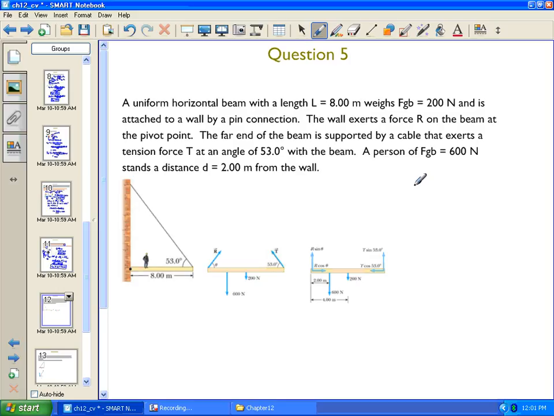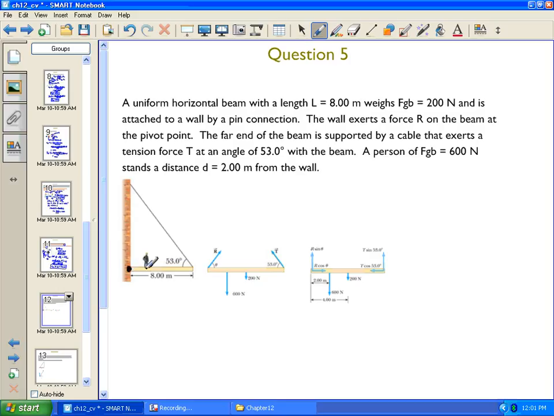A uniform horizontal beam. Okay, that means that the mass is uniformly distributed. It has a length of 8 meters and a weight of 200 newtons. It is attached to a wall by a pin connection. Here it is. There's the pin connection. So that's where the attachment occurs.